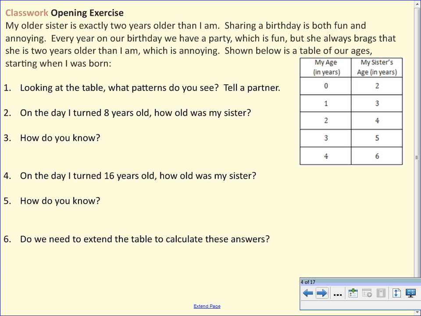So you always have to have a title or a heading on any sort of table that you make. So we have my age in years, and then my sister's age in years. So we know what the units are, okay? Years. So looking at the table, what patterns do you see? What do you notice? Okay, but plus 2 which way? Let's label, identify what's plus 2.